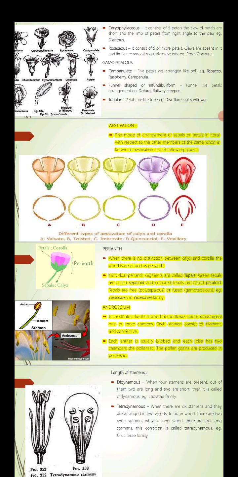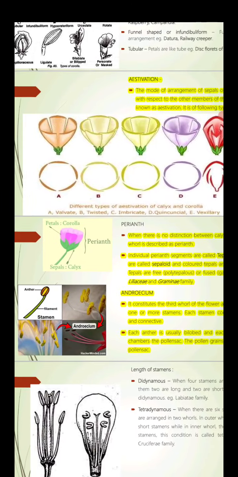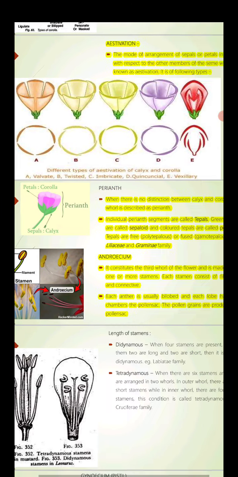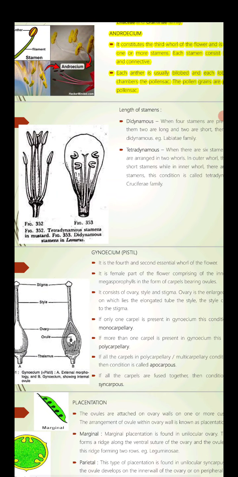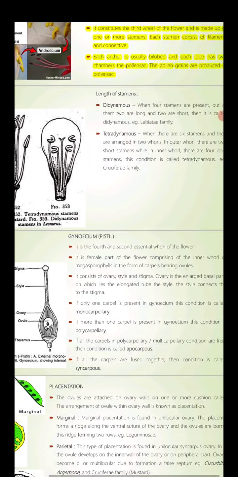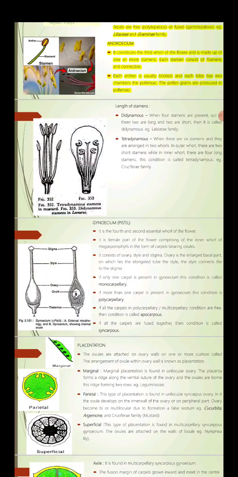Next thing is the androecium. It constitutes the third whorl of the flower and is made up of one or more stamens, and each stamen consists of the filament, connective, and anther. Collectively it's called the stamen. Next thing is the gynoecium. This is the last one. Style, stigma, and ovary: by these 3 things, one gynoecium is formed.